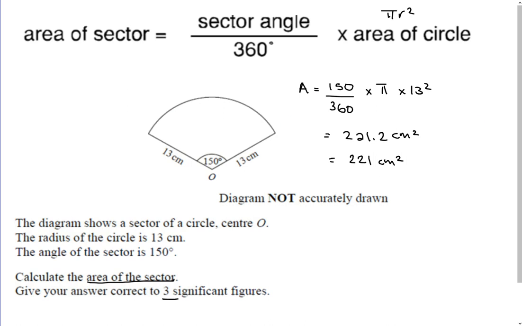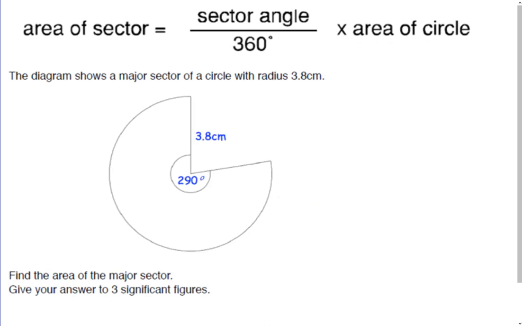2-mark question. Here we've got the major sector with radius 3.8 centimeters, and they ask us to find the area of the major sector. So again, what fraction of the circle is it? 290 divided by 360 times pi r squared. So we've got pi times 3.8 squared, and that will be the area. Put that on your calculator and you get 36.5 centimeters squared. It's as easy as that.